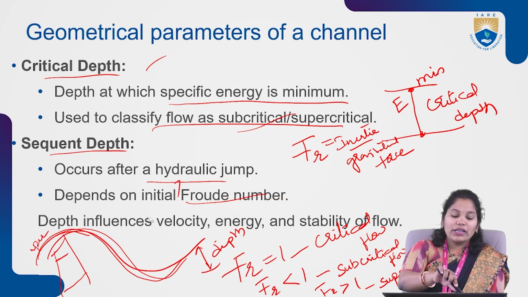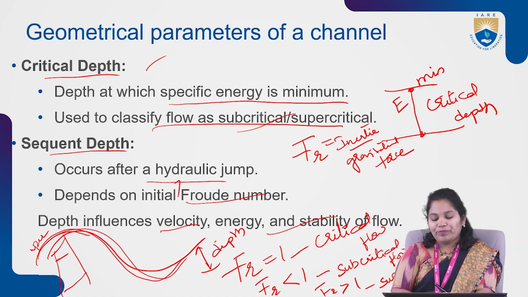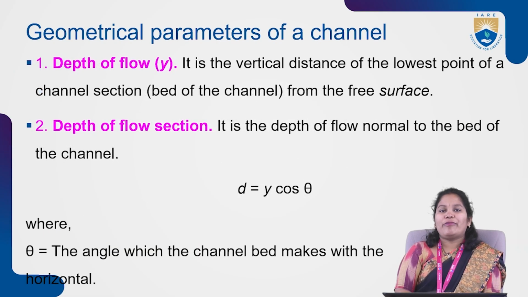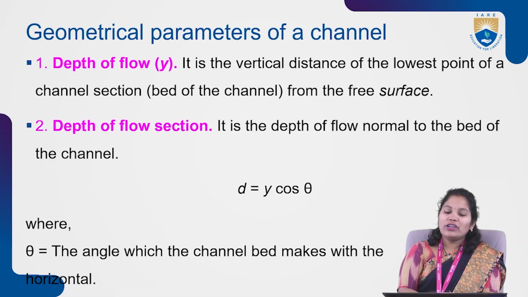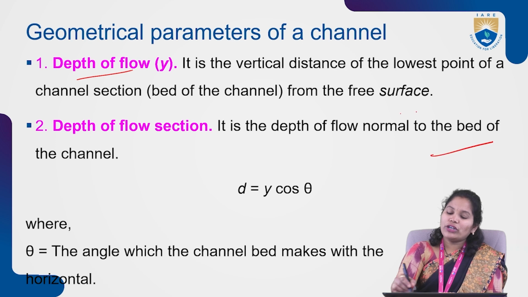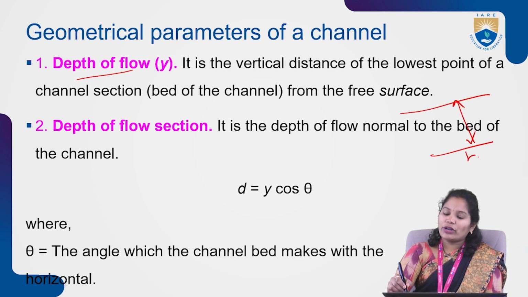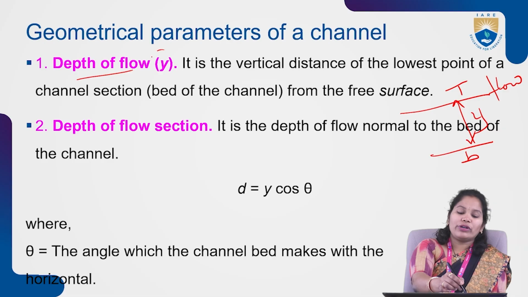The depth influences velocity, energy and stability of flow. This is important to know. Here the main parameters: first, depth of flow. We have seen four types of depths: normal depth, critical depth and also sequent depth. The depth of flow is the distance from the bottom to the top of the flow in an open channel, denoted by Y.